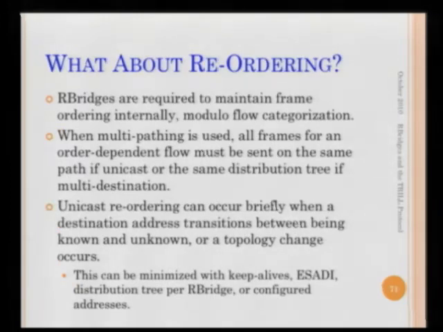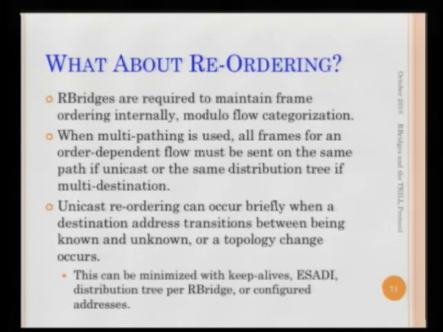So reordering is always an interesting question. RBridges are required to maintain frame ordering internally for a particular priority, and there's sort of an escape clause. If you are clever enough to categorize frames by flow, then you only have to maintain ordering within that flow. So if you want to analyze IP frames by IP protocol type and ports and so on, then you could reorder between those flows if you wanted. When multipathing is used, all the frames for an order-dependent flow are sent on the same path if unicast, or on the same distribution tree if multicast or multi-destination.